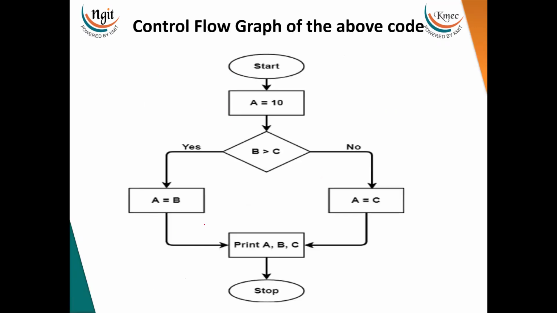Let's have the control flow graph for the given code. As we saw in the code just now, A is given the value 10. And if the condition B is greater than C is true, then A is equal to B. And if the condition is false, then A is equal to C. Then print A, B, C, and the graph stops here.